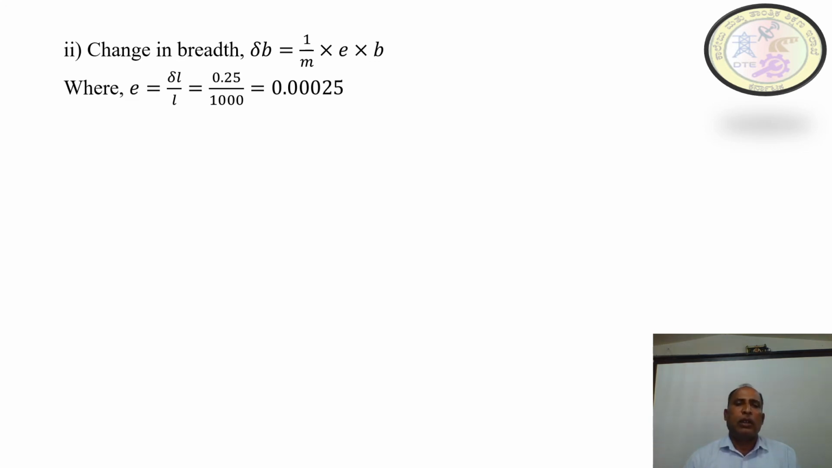So here the value of Poisson's ratio is 0.3 and B is 20 mm, and the only unknown parameter is small e, that is strain. Once delta L is there, we can calculate the strain produced in the bar. Therefore e is equal to delta L by L, that is equal to 0.25 by 1000. Delta L is 0.25 and the original length is 1000 mm. So therefore the value of e is 0.00025.